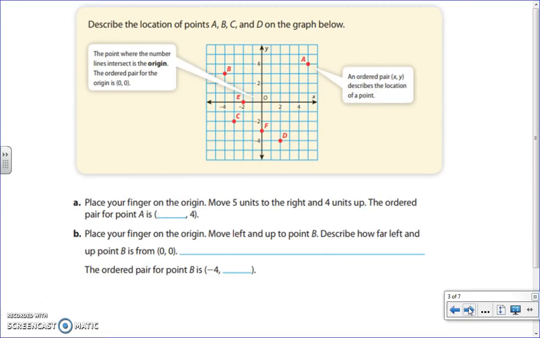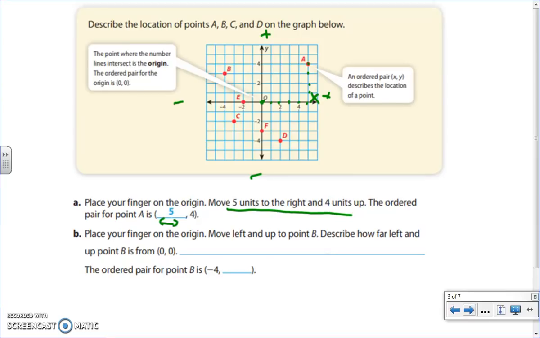It says, place your finger on the origin. I'm going to use my little green dot here. There's the origin. We're going to pretend that's my finger. We're going to move 5 units to the right, so 1, 2, 3, 4, 5, and then 4 units up: 1, 2, 3, 4. It says, the ordered pair for point A is, this is the left and right number, so I know that I went right 5 units, and that is the positive direction. So positive 5, comma 4. That's where point A would be.